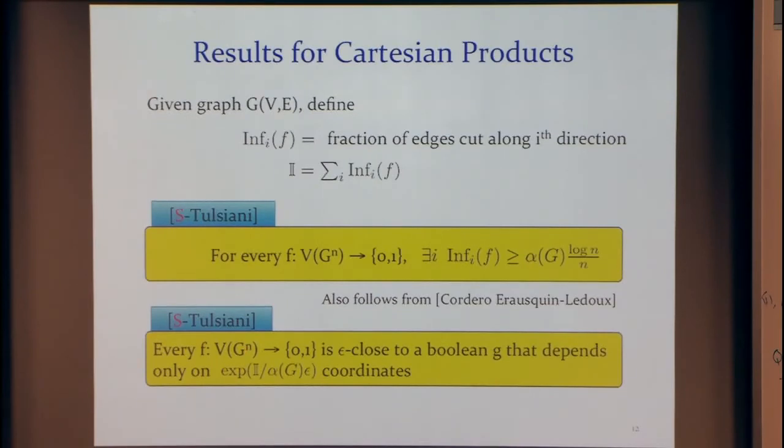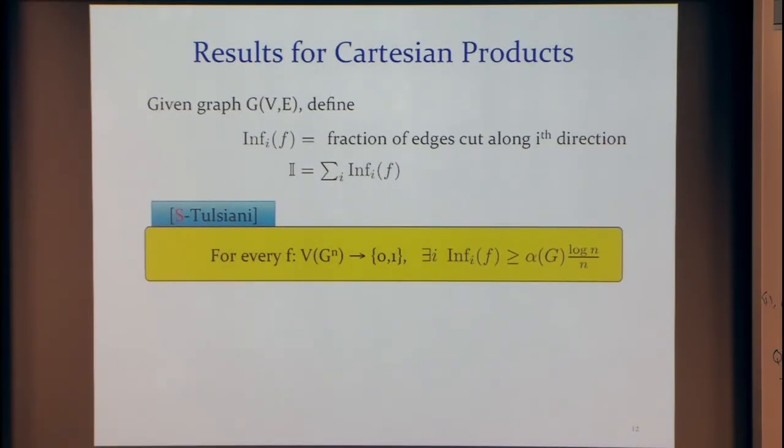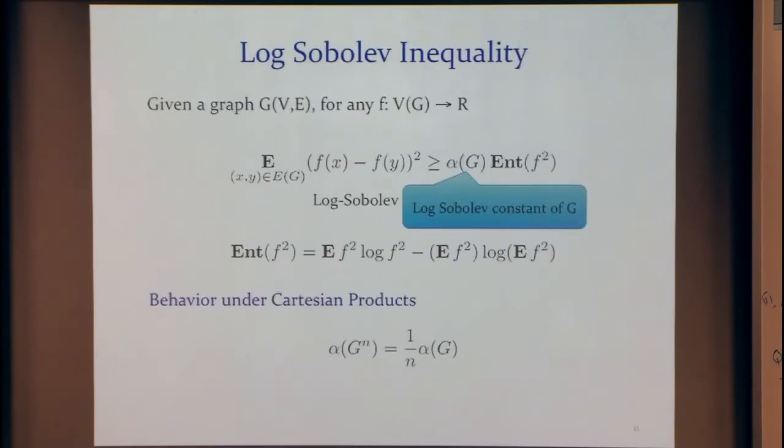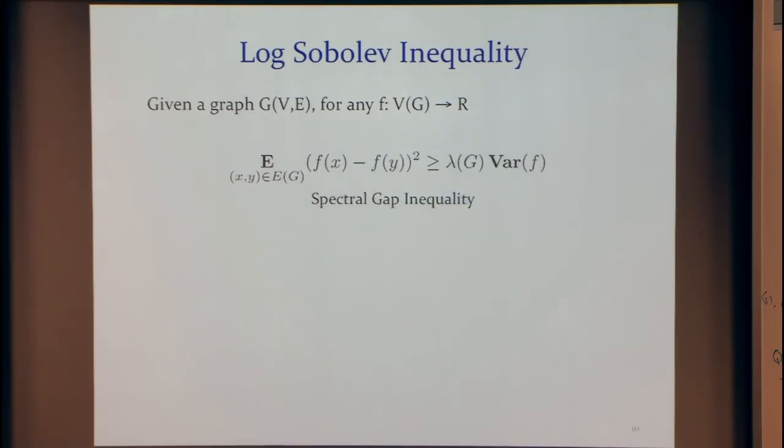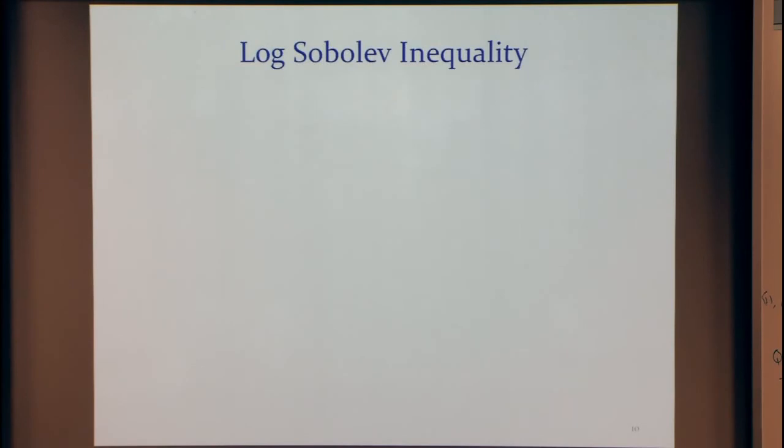So for every Boolean function defined on the Cartesian product of graphs, it's epsilon close to another Boolean function, which again depends only on few coordinates, if the sum of the total influences is small. All right. So the dependence on the graph in both these results is based on something called a log Sobolev constant. Let's get to that next.